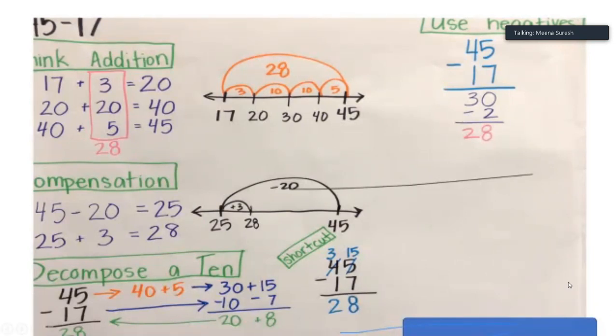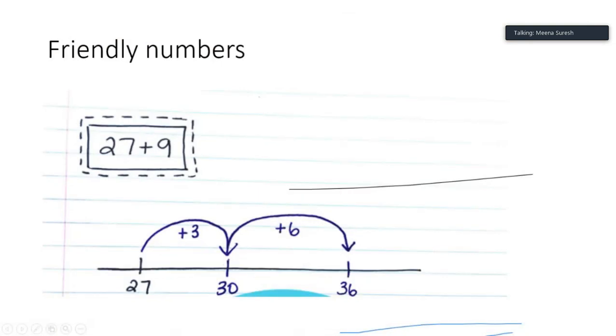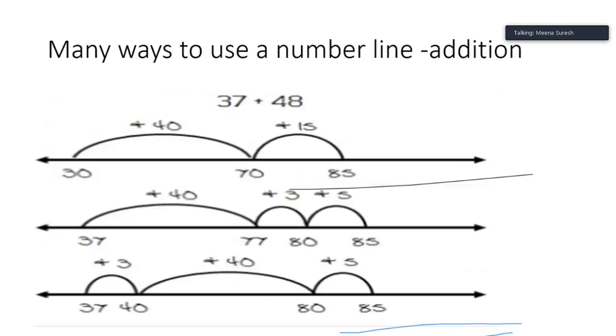Okay. I told you about the friendly number concept. So when I want to do 27 plus 9, just to reiterate my point which I have told you earlier, move to the nearest 10. Okay, 3, which gives me 30, and then add another 6. Even on a number line, each child may do it differently. This picture I picked up somewhere. When I want to add 37 plus 48, look at the first thing. First I add 40.